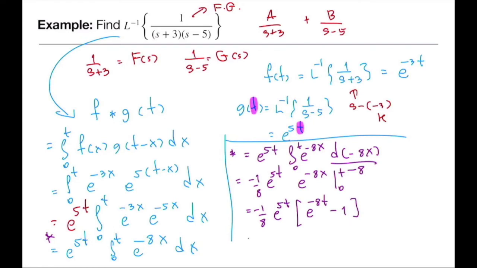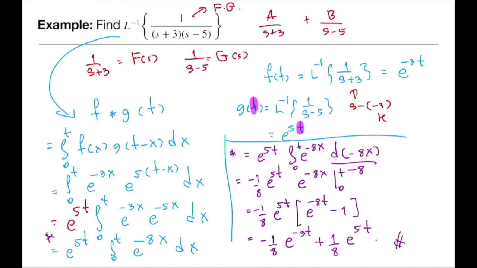Okay, so we have minus 1 over 8 e to the minus 3t plus 1 over 8 e to the 5t. Okay, and that is the answer.